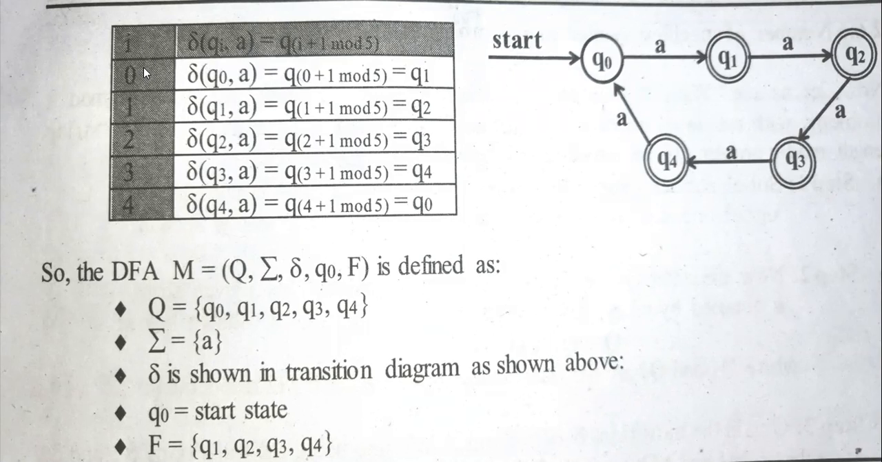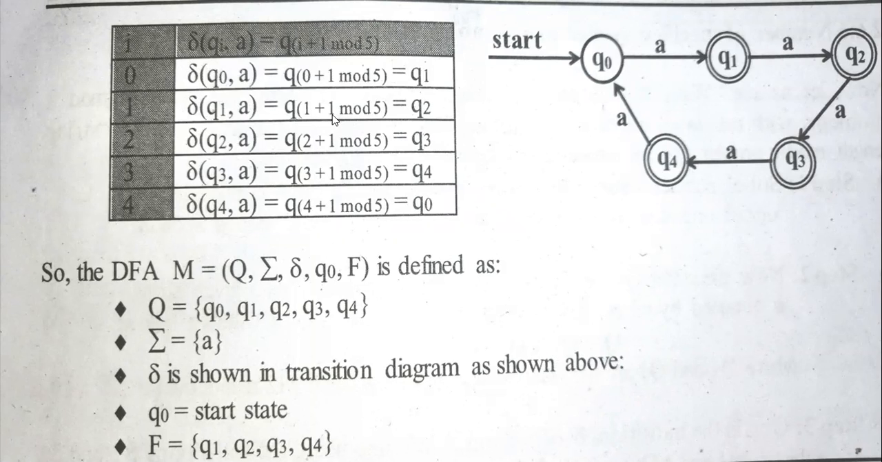So the possible values of i. Delta of Qi comma A will be equal to Q of (i plus 1) mod 5. This is the formula we use to find the transition. Wherever you have an i value, just substitute it. First case, i equal to 0: Q0 comma A will be equal to Q of 0 plus 1, because the i value is 0, plus 1 in the formula. So what is the result? 1 mod 5 is 1 exactly. Later, next value, Q1, because 1 is the next value of i.